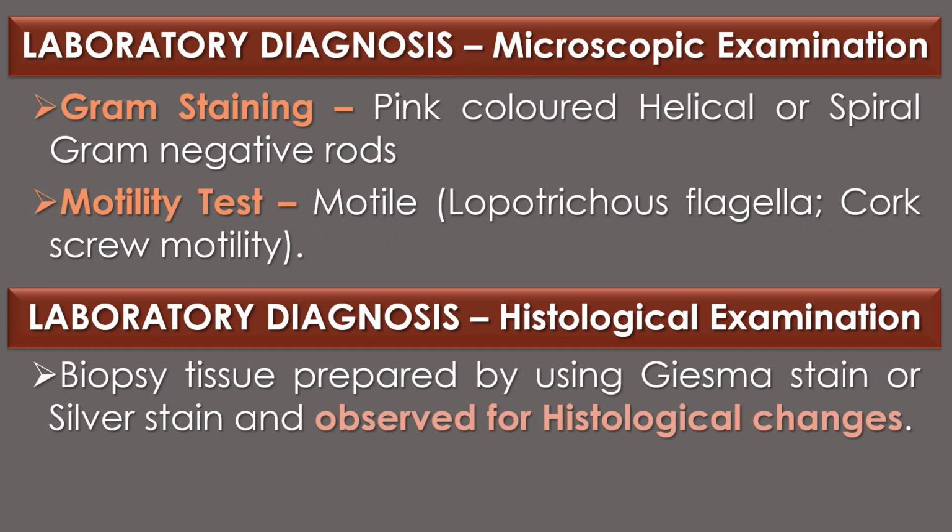Laboratory diagnosis of Helicobacter pylori. The first diagnostic method is microscopic examination. Under gram staining, Helicobacter pylori was observed as pink colored helical or spiral gram-negative rods. Regarding the motility test, Helicobacter pylori are motile due to the presence of lophotrichous flagella and it shows corkscrew motility. Next, histological examination. Under histological examination, biopsy tissue was prepared by using the Giemsa stain or silver stain and observed for the histological changes.